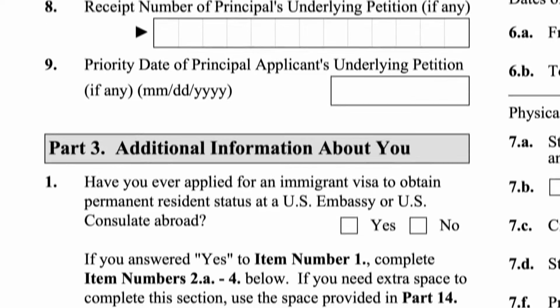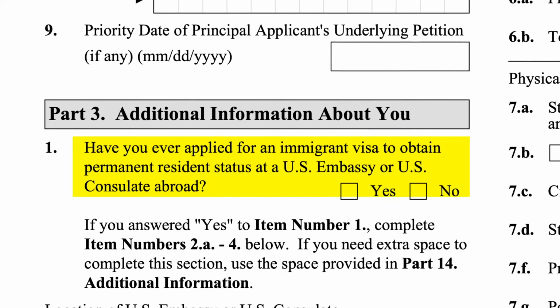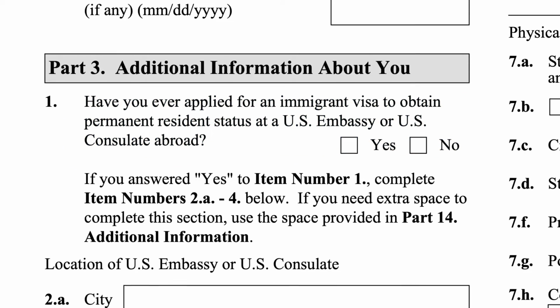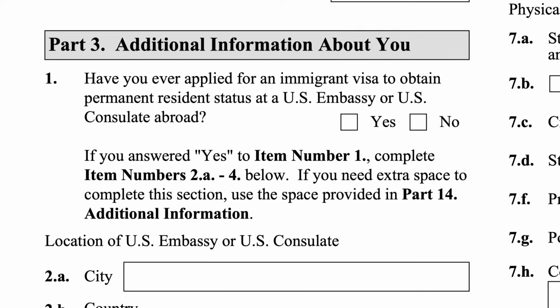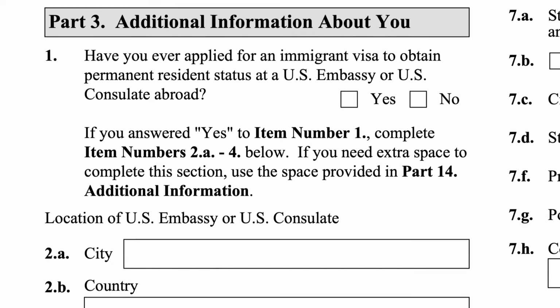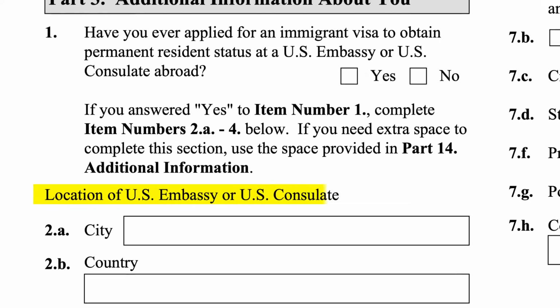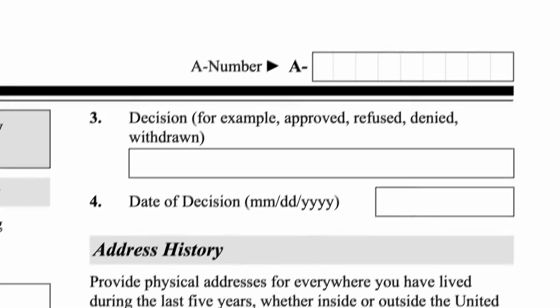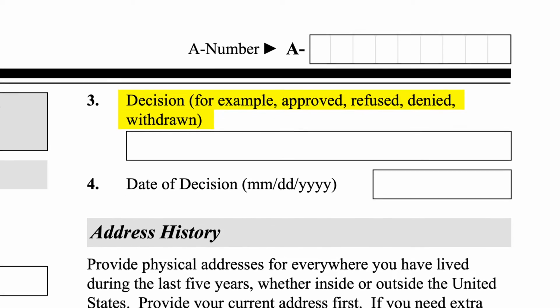Now, in Part 3, you will be required to answer whether you have ever applied for an immigrant visa to obtain permanent residence status at a U.S. embassy or U.S. consulate abroad. And if you have done so, then you'll be required to put down the information about the location of the consulate and whether this application was approved, refused, denied, or withdrawn.